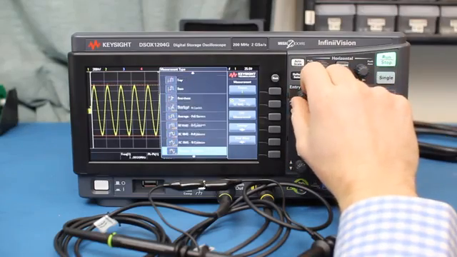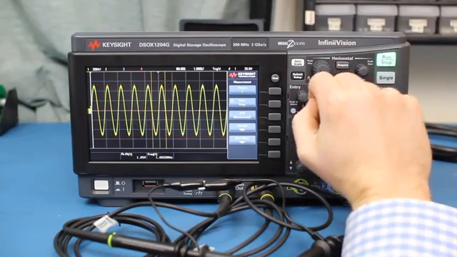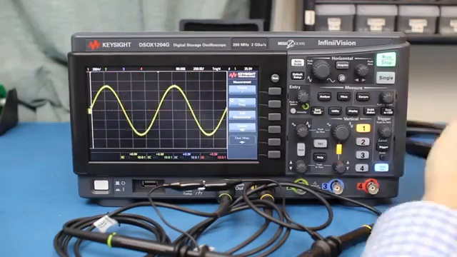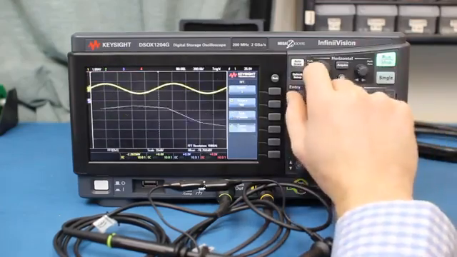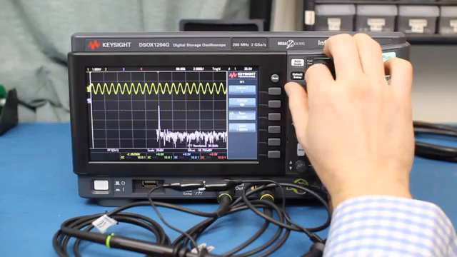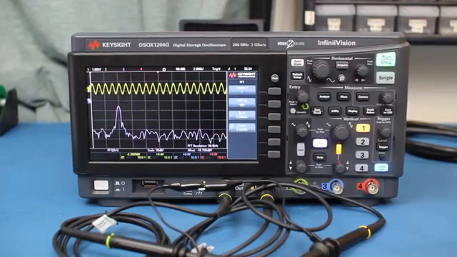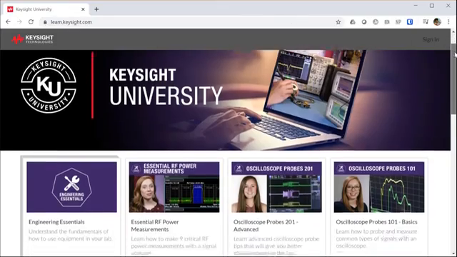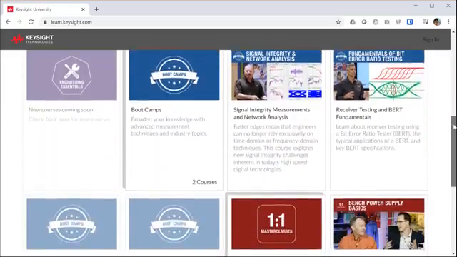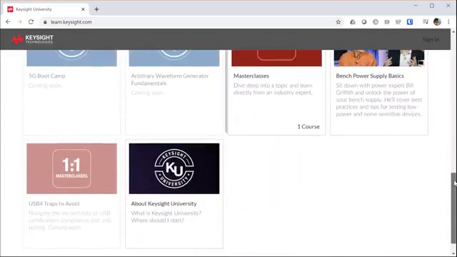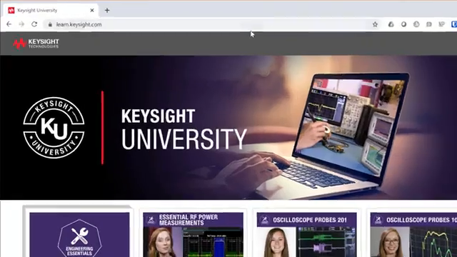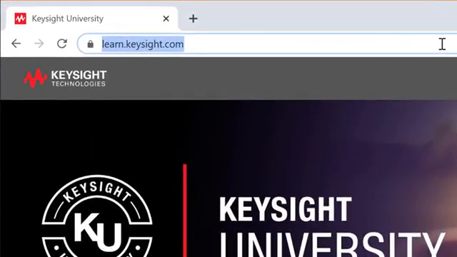The automatic measuring functions are one of the things that makes these digital scopes so nice. Most modern scopes come with a fast Fourier transform option, which can be really helpful when looking at frequency components in a signal. The fine folks at Keysight are also creating a new set of online courses if you'd like to learn more advanced oscilloscope tricks and measurement techniques. Check them out at learn.keysight.com.